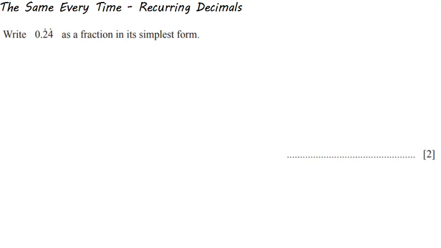GCSE Maths, looking at the questions that, apart from the numbers, are the same every time. You can learn how to do them, you can practise, you can get yourself into the grades. Let's have a look at this, the same every time: recurring decimals. Write 0.24 with dots over the top as a fraction in its simplest form.